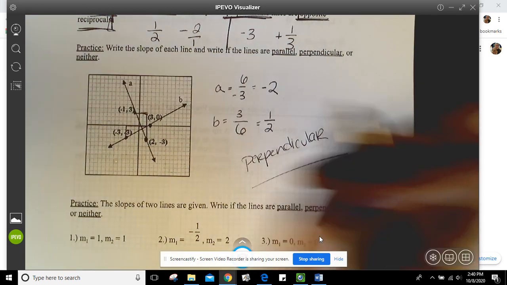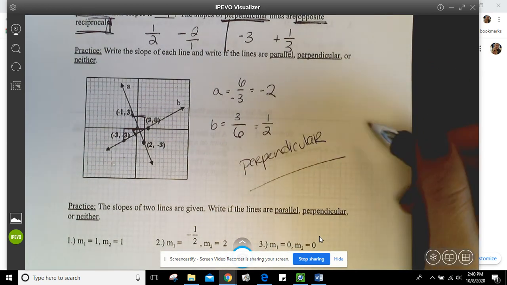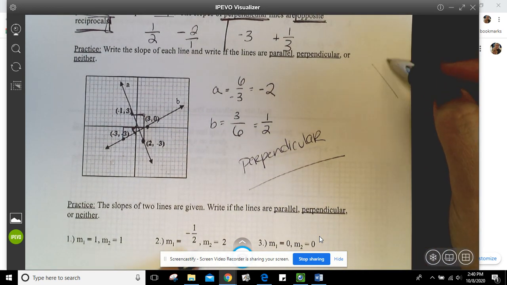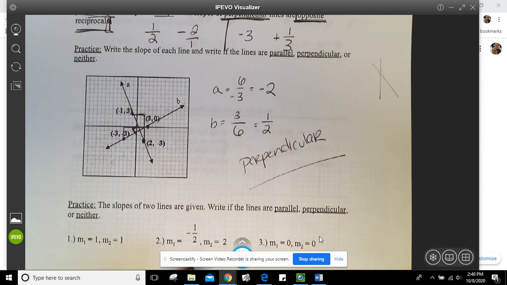Perpendicular means they intersect at a 90-degree angle, not that they just intersect. So if you just had 2 lines intersecting like this, that does not mean they're perpendicular. Perpendicular means that this angle has to be 90 degrees.